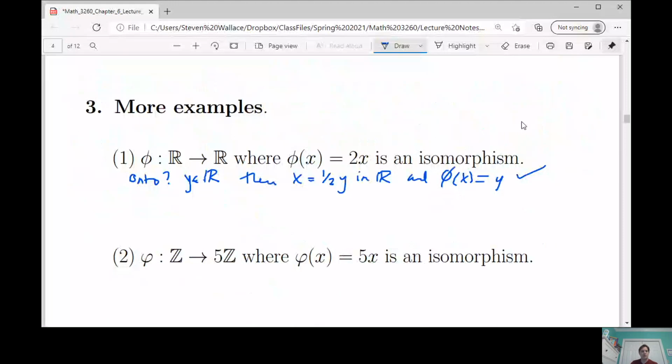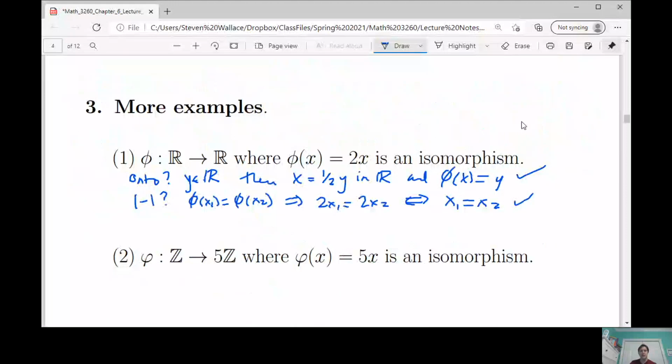Okay, one-to-one, definitely, right? If you have two numbers that are equal, then you can factor out a 2, right? So one-to-one: let's say phi of x1 is equal to phi of x2, which means that 2x1 is equal to 2x2. That's if and only if. I mean, just divide it by 2, I guess. It's 2 and equals x1.